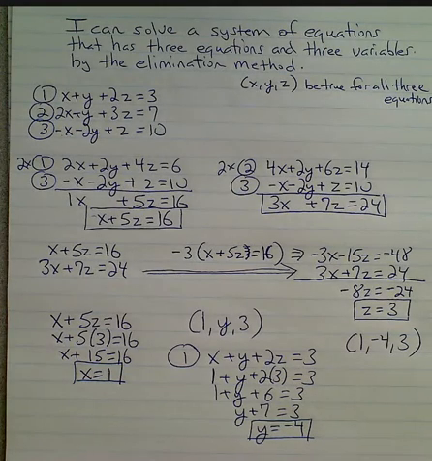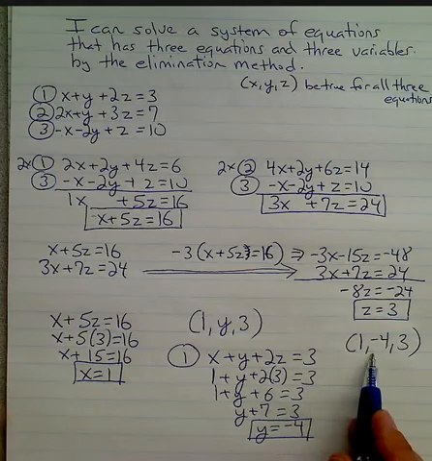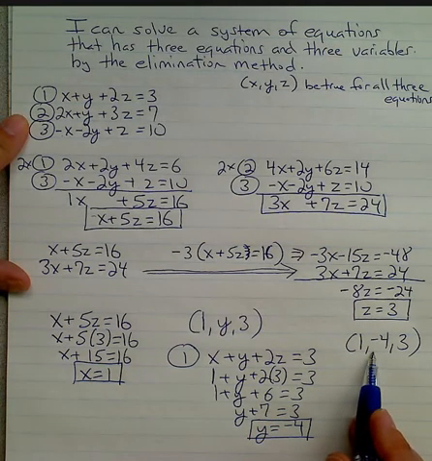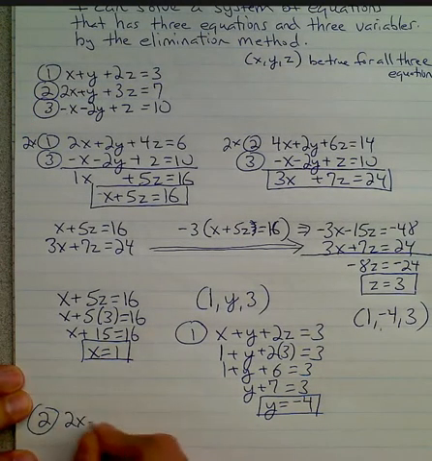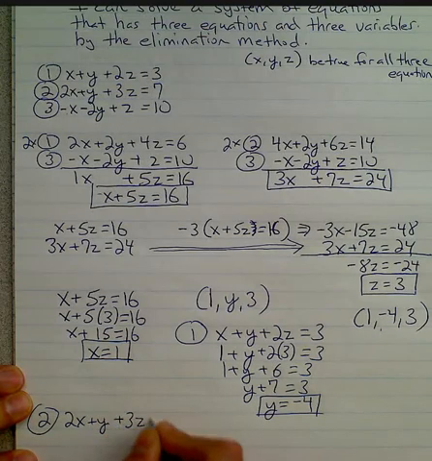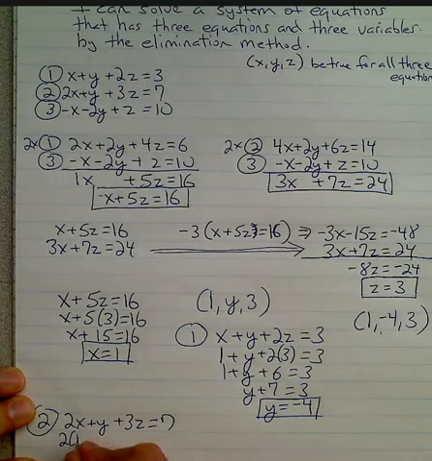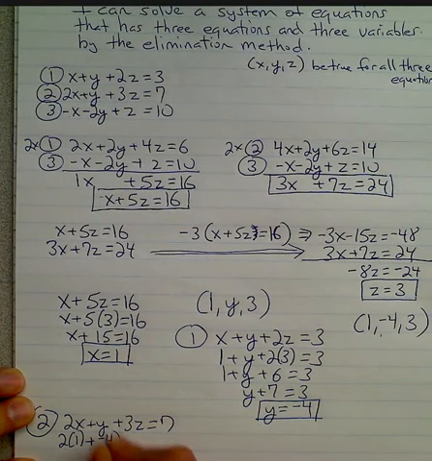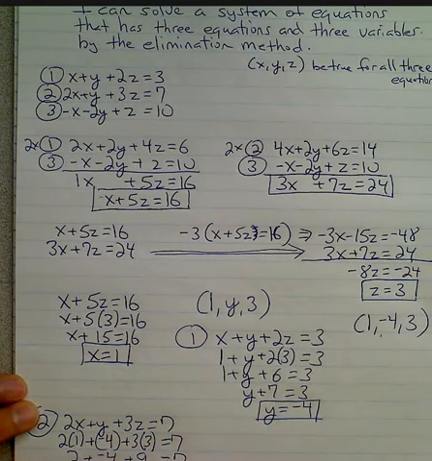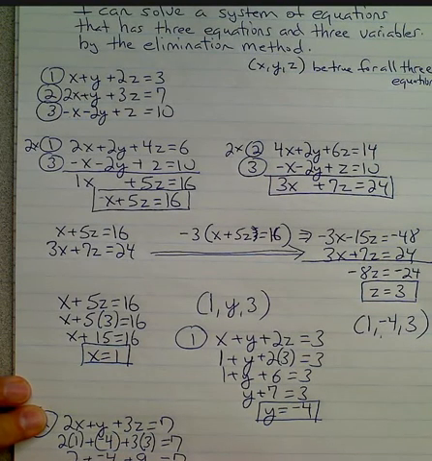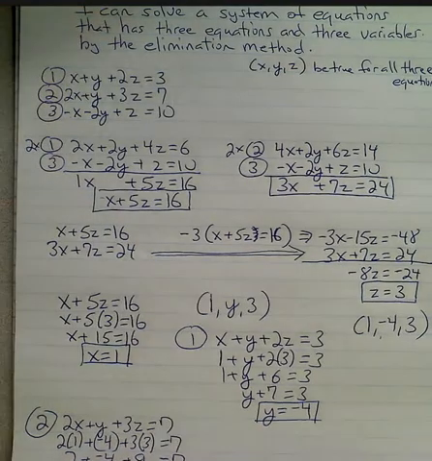However, I'm not finished until I check this point in the other two equations. So let's now go to equation number 2, which was 2x plus y plus 3z equals 7. We're going to substitute in the values that I had found using the elimination method, and we're going to check to see if these are true. 2 plus -4 is -2. And -2 plus 9 equals 7. That's a yes, and that is a true equation.